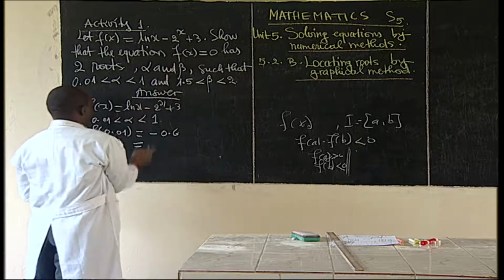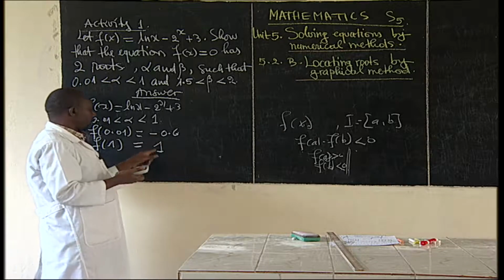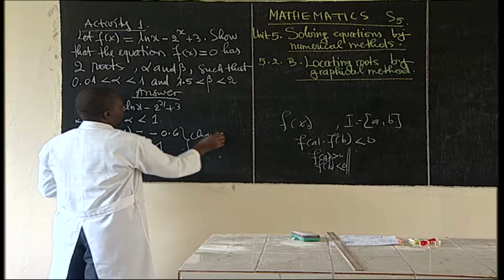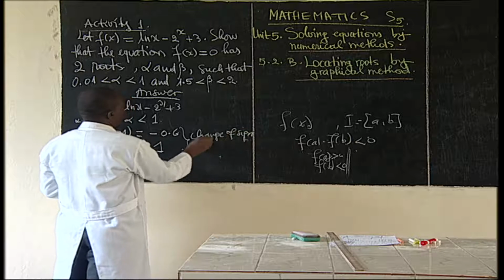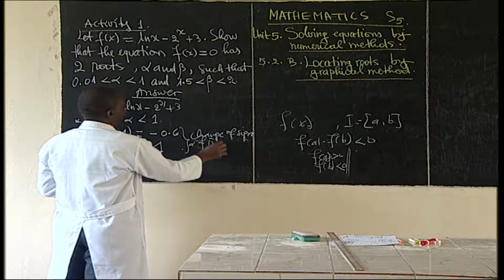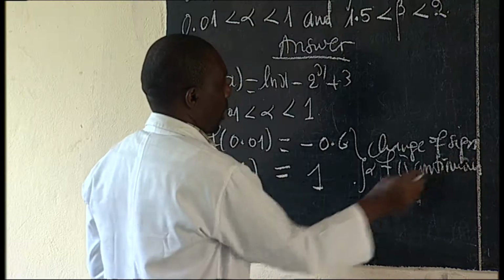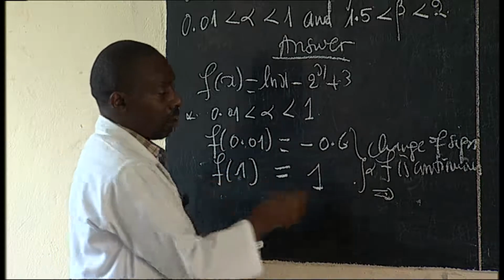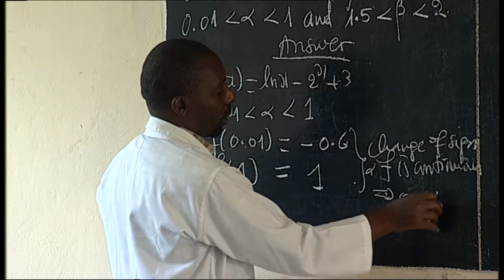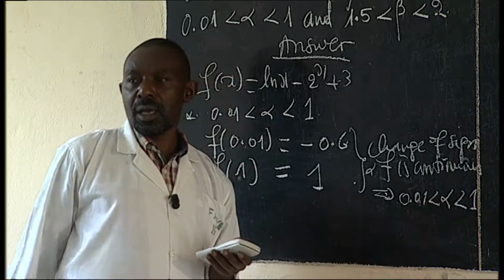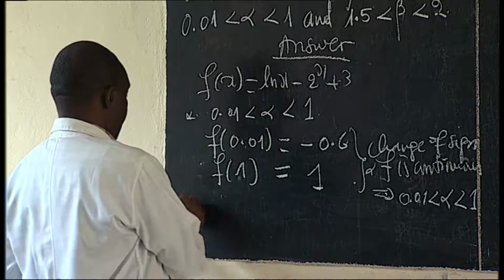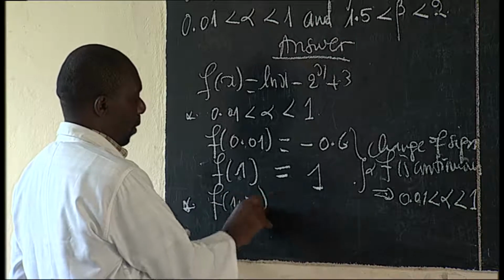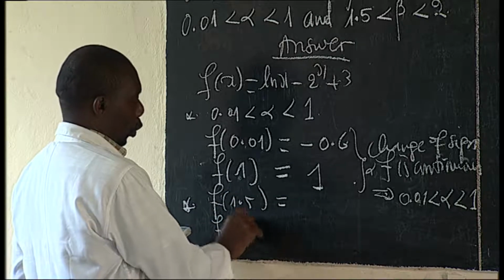0, 3 minus 2, that is 1. Already this is negative, this is positive, right? Yeah, there is change of sign. Also, the function is continuous. Therefore, there is a root between 0.01 and 1. Means that 0.01 is less than alpha, less than 1. Are we together? Nice. Then for the other root, we have to calculate f of 1.5 and f of 2.